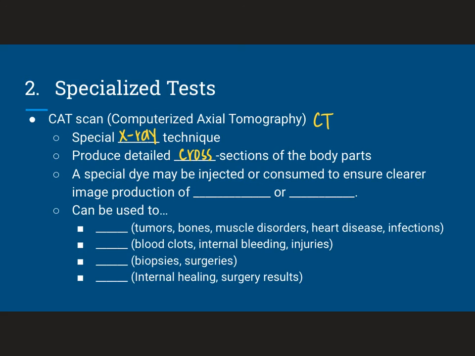Because the purpose of this scan is to see things clearly, they may inject a special dye, either by injection or orally consumed, so that it can produce a clear image of either blood vessels or different organs. CT scan can be used for many different things, but I put 4 main categories that you can look into. First, you can study different diseases and health conditions such as tumors, bone and muscle disorders, and infections. And you can check if you have blood clots, internal bleeding, or injuries, especially when you can't see things with your eyes.